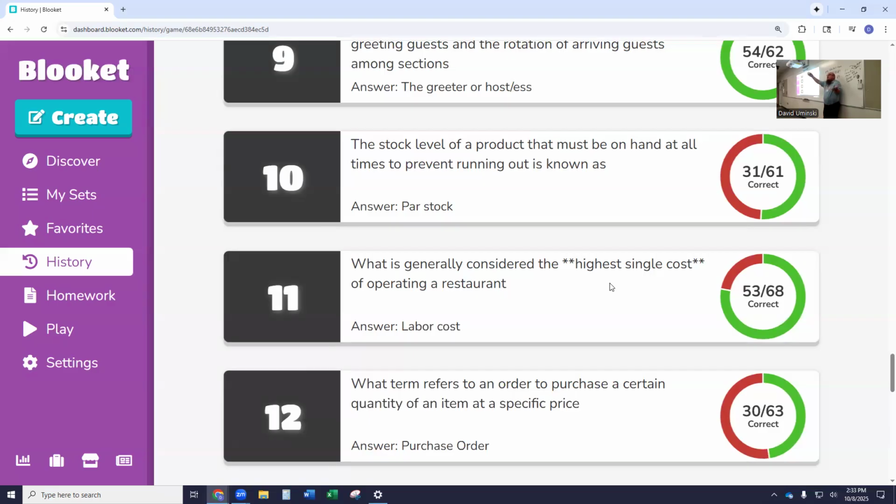If we order too much food, if we go over the par and we order too much food, what's a potential issue with that? It could go to waste in what way? It could spoil, it could go bad. Could also grow legs and just walk out the door.